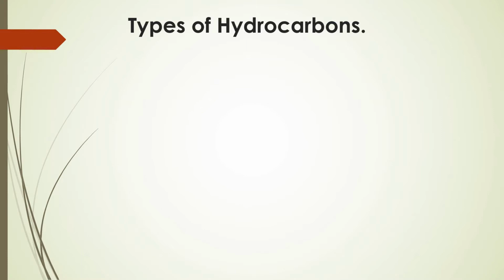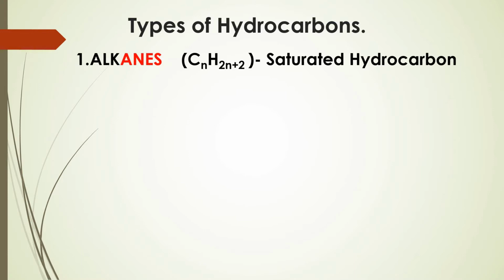We are studying about hydrocarbons and their types. Let us quickly revise what we have learned in our previous class. So there are three types of hydrocarbons. They are alkanes with general formula CnH2n+2. They are also called saturated hydrocarbons and they are all single bonded compounds.